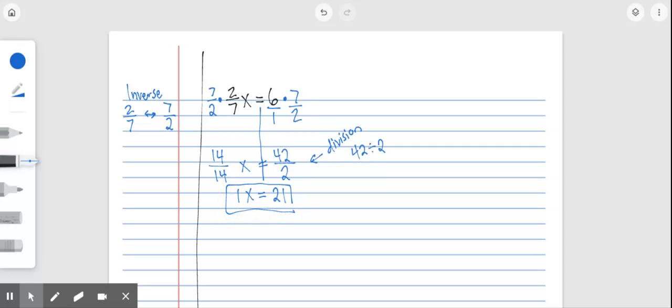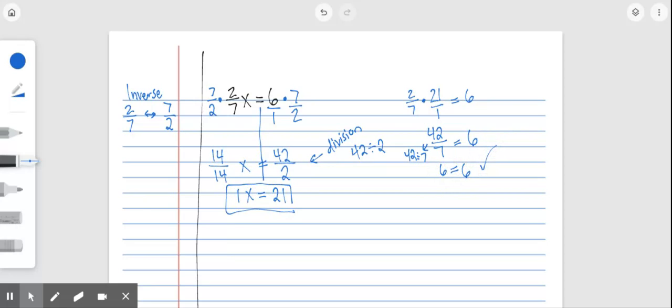And we can check it by plugging it into the original equation. So 2/7 times 21 equals 6. So then I'm going to put 21 over 1, just like I do for all whole numbers when I want to write them as a fraction. This becomes 42 over 7 equals 6. And then I've got this fraction again, 42 over 7. What's 42 divided by 7? Well, 42 divided by 7 is 6. 6 equals 6, so that's true.